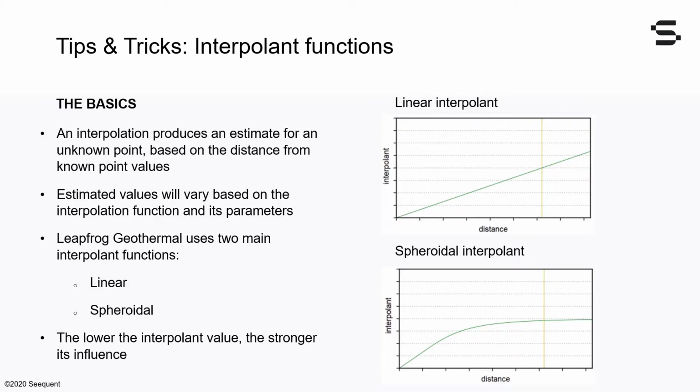Any interpolation function and the various parameters that can be set for each will produce a model that fits all the known values, but they will produce different estimates for the unknown points. It is important to select the interpolation function and parameters that make the most geological sense. Leapfrog Geothermal uses two main interpolant functions, the linear interpolant and the spheroidal interpolant. On the graphs on the right, you can see the behavior in attributing an interpolant value based on the distance. Note that the lower the interpolant value, the stronger its influence in the model.